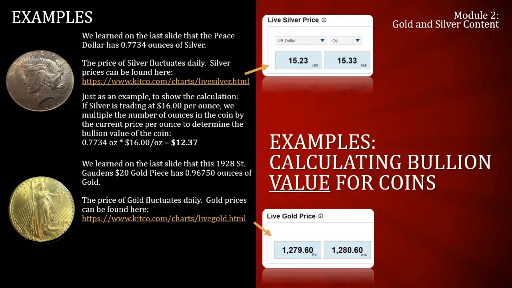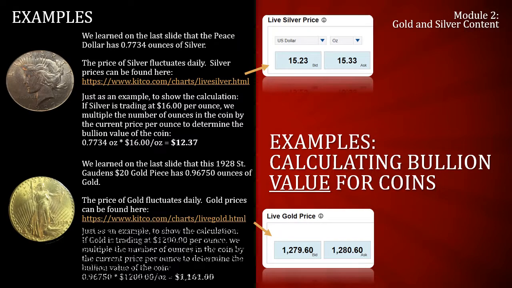This is the bid and ask price. So you could use it, they're close. You could use either one or a number in between. So if you run through that calculation, I rounded it again to $1,200 per ounce for gold. 0.96750 times 1,200 equals $1,161. That's the gold bullion content of that St. Gaudens coin.